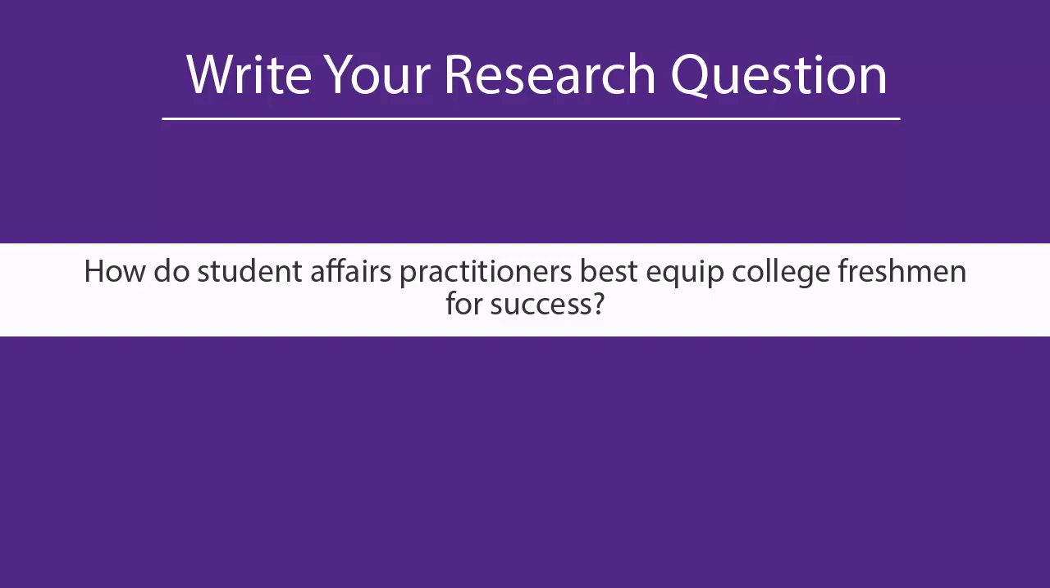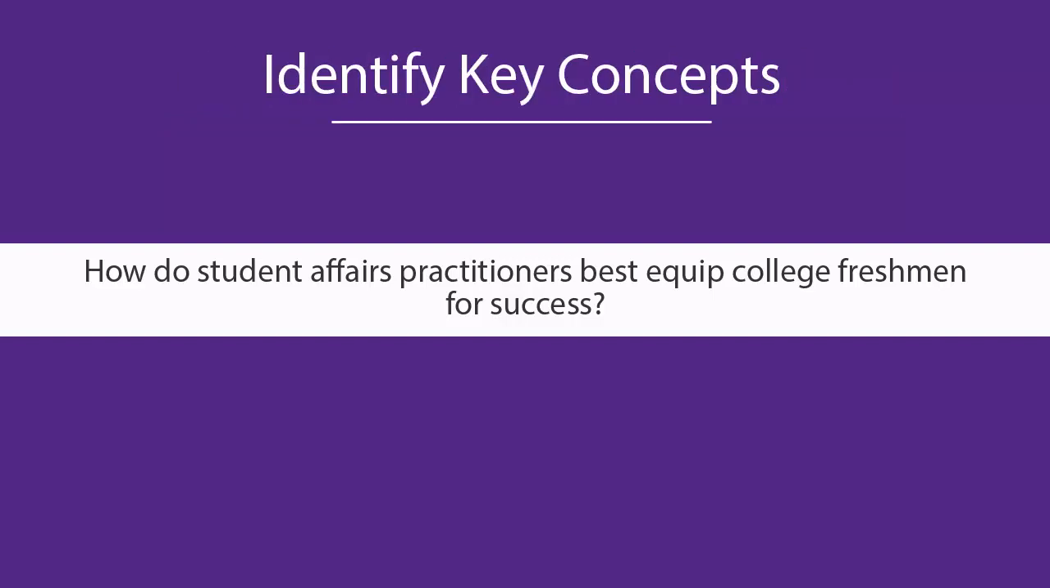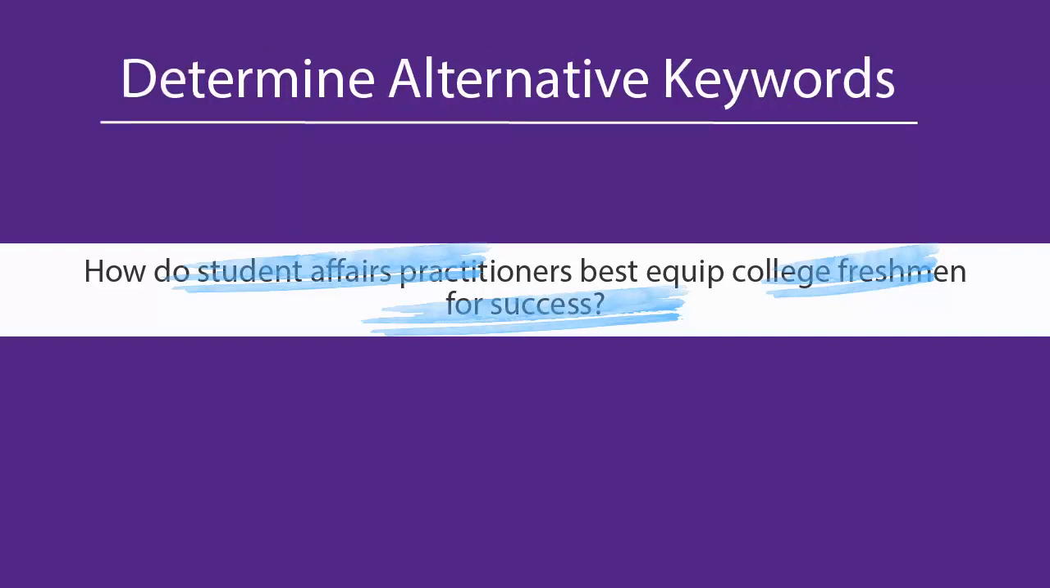The next step is to identify the main concepts or ideas in your question or sentence. My main concepts are student affairs practitioners, college freshmen, and success. While it is possible that you may only have two concepts, that would probably be too general to present a good argument for research in the social sciences, and your searches will result in too many resources and will lack focus.